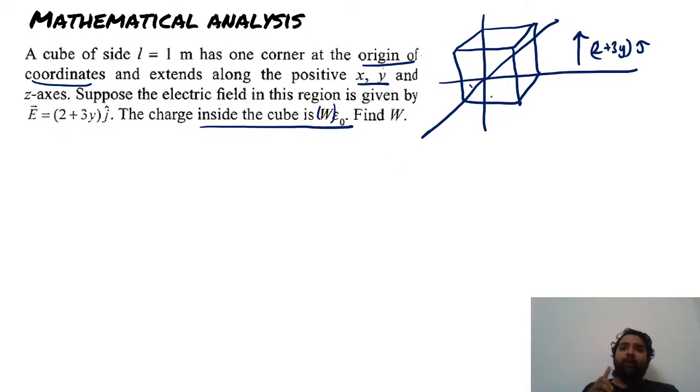One thing you have to understand: the area vector, which is perpendicular to the surface, must be along the direction of the field, only then there will be flux. If it is perpendicular to the direction of the field, there won't be flux. Which means if you imagine a cube and the field is only in the upward direction, okay, what will happen?